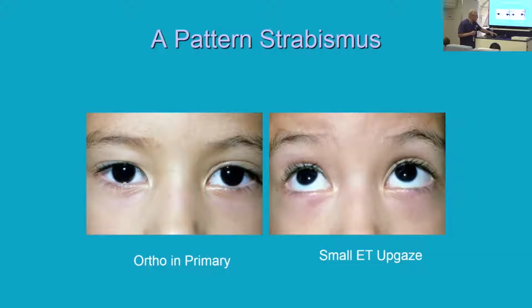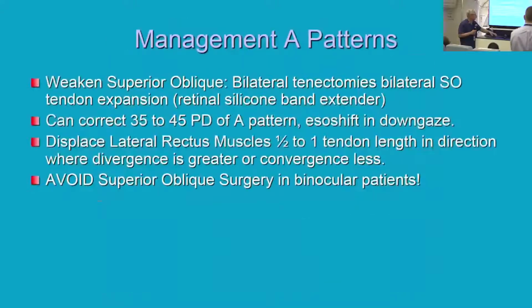So you need to do it when necessary. If I have a big A pattern, if they're not binocular, and I know they're not binocular because they have this huge primary deviation, I'm more likely to do something like that to correct it. So you can weaken the superior oblique by bilateral tenectomies, where you just cut a piece of it out and let it go. Bilateral superior oblique tendon expanders. You put a retinosilicone band extender in there. I mentioned that yesterday. You can correct up to 35 to 45 prism diopters of an A pattern with these, and produce an eso shift in downgaze if you weaken the superior oblique using these techniques.